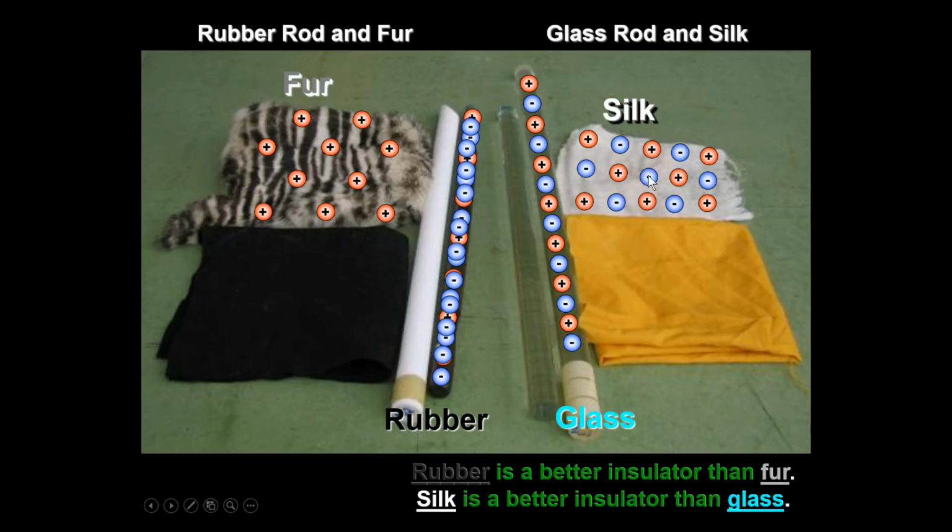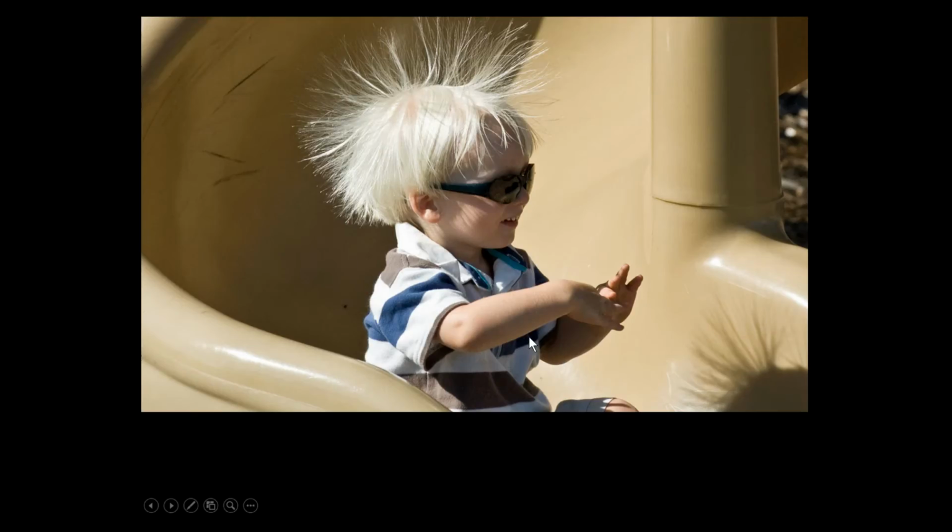Silk holds on to electrons better than glass. So if we rub those two things together, the electrons are going to come onto the silk, making it negatively charged, and the glass would become positively charged.